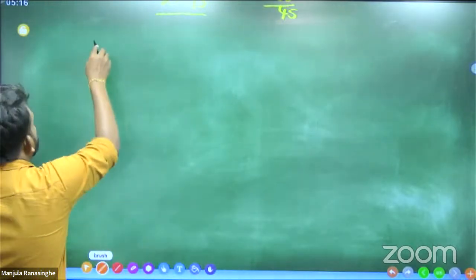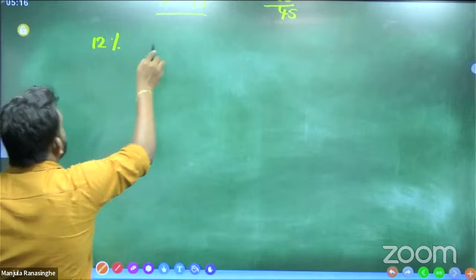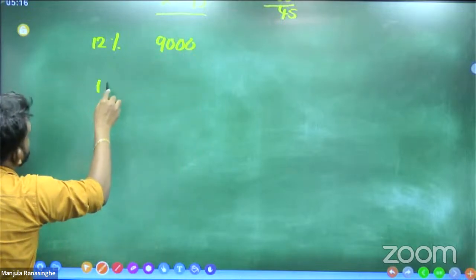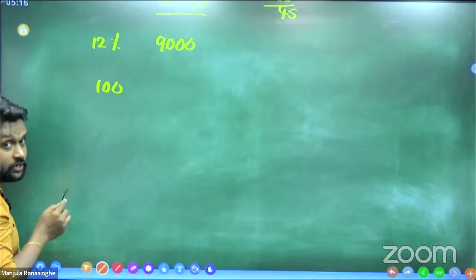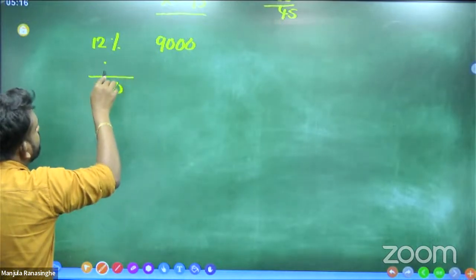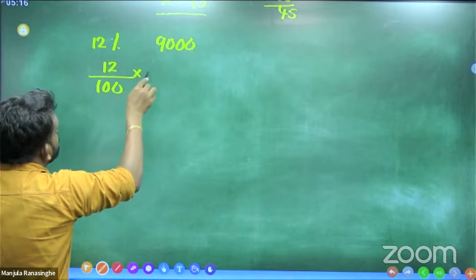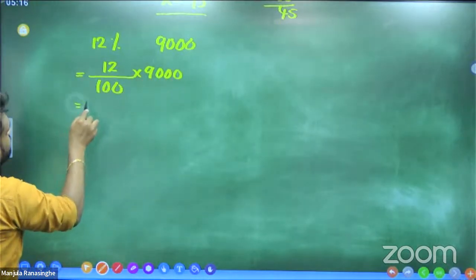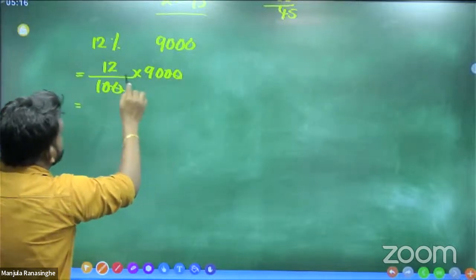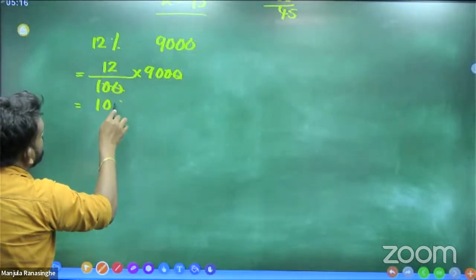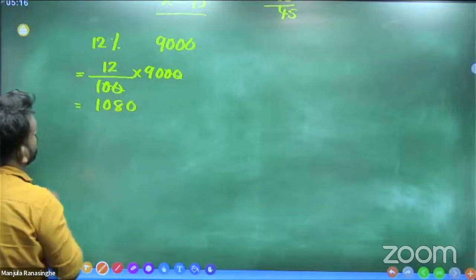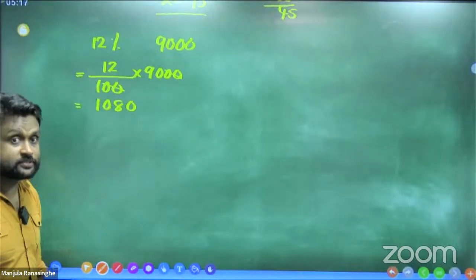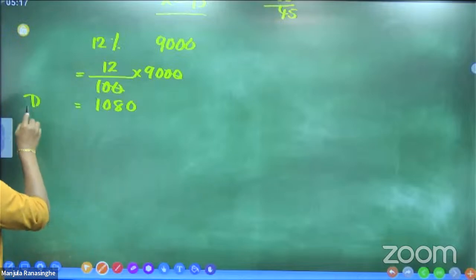So this is the discount. The marked price is 9,000. A 12% discount means if the marked price is 100, the discount offered is 12. If that's so, for 9,000, what is the discount offered? Now you can see 2 zeros cancel, then it gives you 1,080 rupees. That is the discount offered.